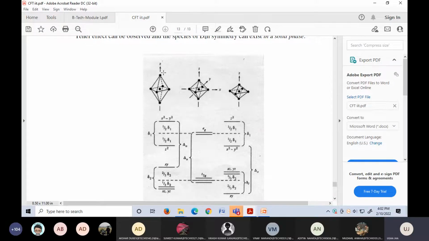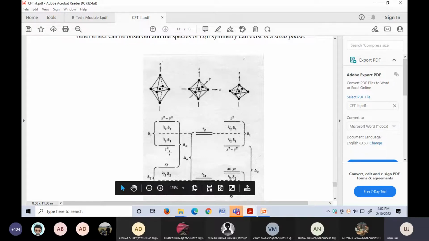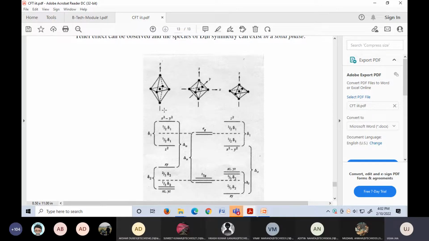This will move away, this will move away. This will try to move away from each other. So this moves this side, this moves this side. So what happens as it moves away? The dz squared becomes lowered in energy. So the dz squared becomes lower and dx squared minus y squared becomes higher in energy. So because of this z elongating out, this is a Z-out phenomenon.